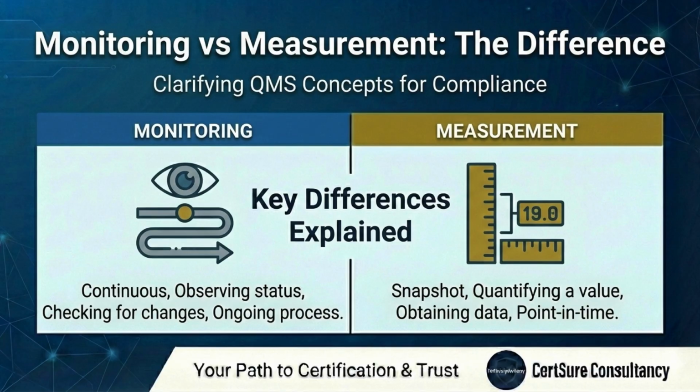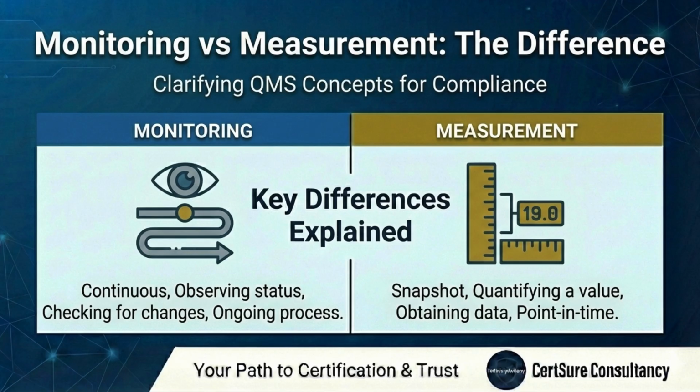Proof in numbers. So both the observation and the data are critical? Absolutely. Monitoring catches the little things, the potential problems brewing. Measurement provides the solid evidence, the undeniable proof that our system is working, and it's all documented. A strong system needs both.